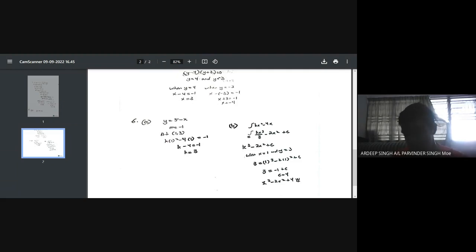Normal means m1 times m2 equals -1. So the gradient won't be parallel. It will be, you can say parallel, but when they ask normal, then m1 times m2 is -1.